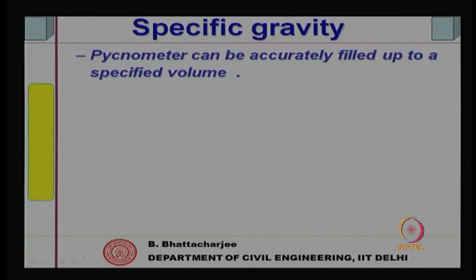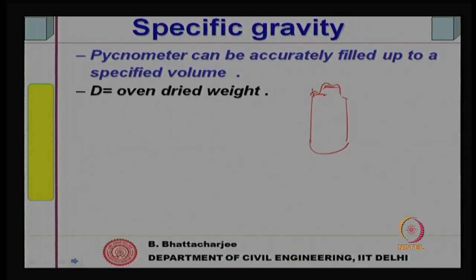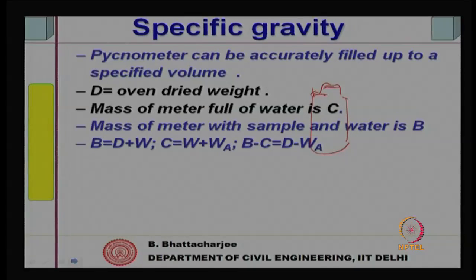Specific gravity: a pycnometer can be accurately filled up to a specified volume. Supposing I have a bottle or something like that, which I can close, something like this. I have a seal, a lid, and I can fill it with water up to some specified volume. Then D is the oven dried weight of the aggregate. So, the mass of this pycnometer full of water, that is C. So, first I find out C, the mass of the pycnometer full of water. The mass of the pycnometer with sample and water, that is B.